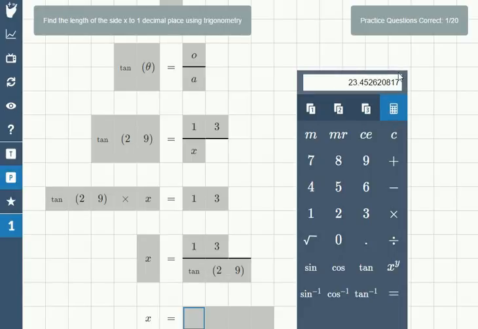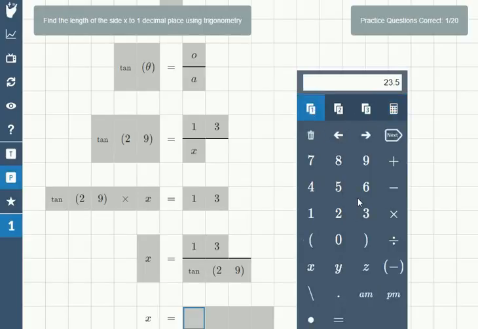But we're not finished because the question wants us to round to one decimal place. So we need to look at the second decimal place, which in this case is a 5, and that will tell us that we need to round the first decimal place up by 1 because it's 5 or bigger in the second decimal place. So if we do that, our 4 will become a 5, giving us a final answer of 23.5. And if we put that into our answer boxes, that completes the question.